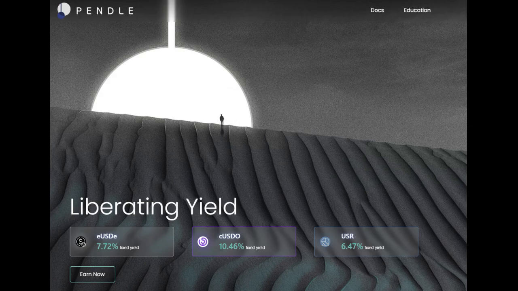Well, that's precisely the problem Pendle is trying to tackle. It's this protocol designed to give users more control, more predictability over their DeFi yield. More control. Okay, I like the sound of that. A listener actually pointed us towards Pendle, and the core idea seems to be this thing called yield tokenization. How does that actually work?